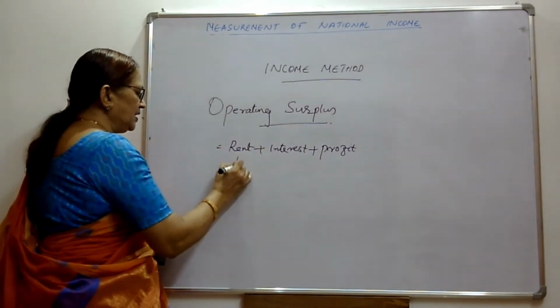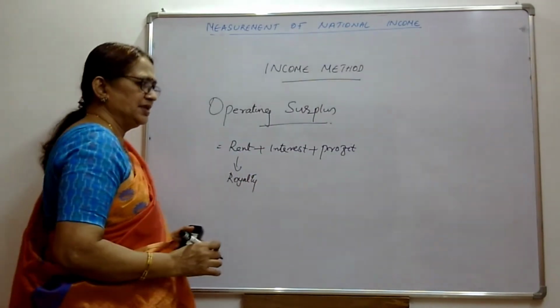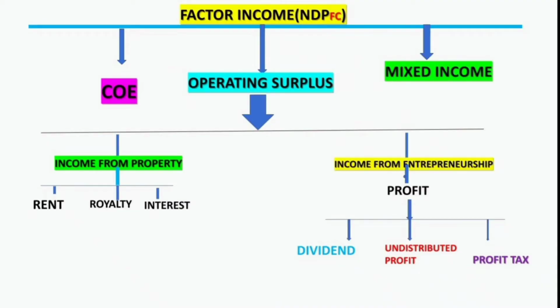Sometimes royalty will also be given, and it is to be added with the rent. So according to the income method, NDP at factor cost or domestic income is equal to compensation of employees plus operating surplus plus mixed income. Operating surplus is equal to rent plus interest plus profit. If royalty is given, it is to be added with the rent. So rent, royalty, interest and profit are components of operating surplus.